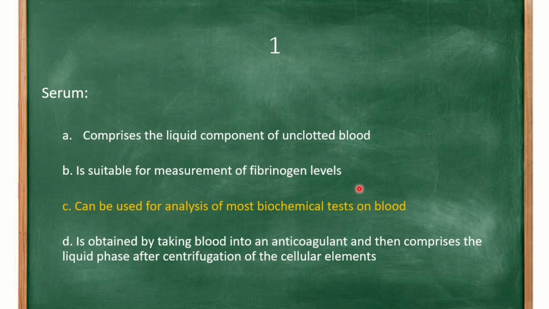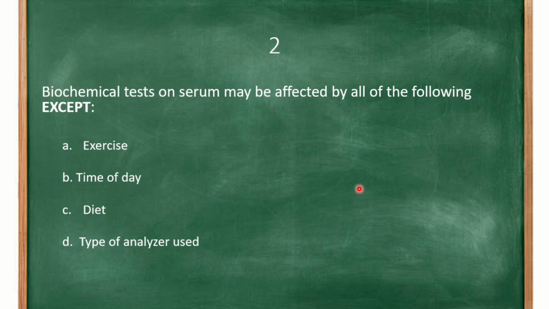If you look at option D, it says it's obtained by taking blood into an anticoagulant. The fact that it's saying an anticoagulant means that answer is wrong, because to obtain serum you have to allow for clotting. So option D too is not the correct answer. The correct answer for question 1 is C, can be used for analysis of most biochemical tests on blood. Okay, let's move to question 2.